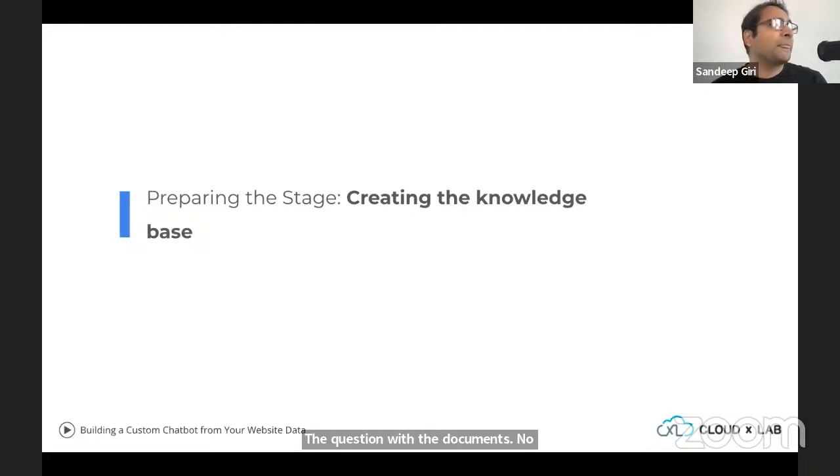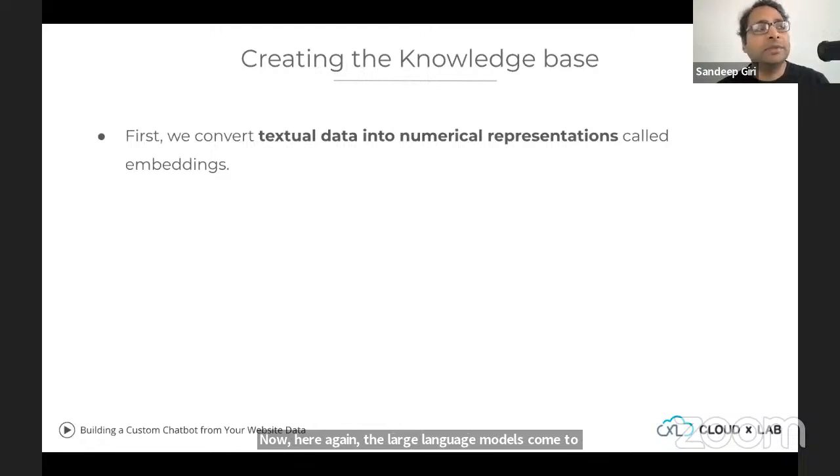Now, the question is, how do you do the matching? That's a very important part. In the traditional days, we would find the keywords from the question, match them with the knowledge base, see which documents have these keywords, and retrieve those from the knowledge base. Here again, large language models come to the rescue. Large language models have come up with something called embeddings. A large language model, instead of generating an output, can also be used to generate something called an embedding. First, we convert textual data into a numerical representation called an embedding.